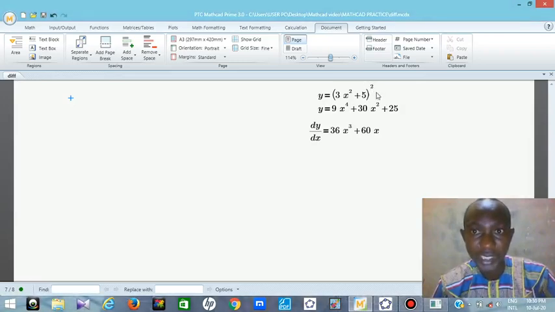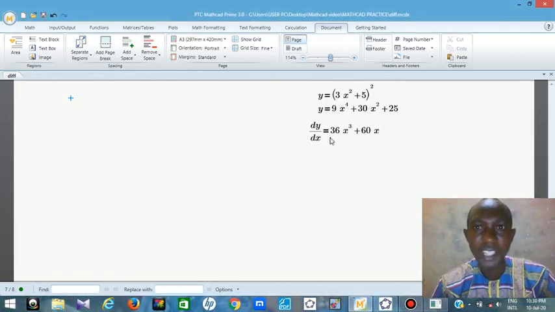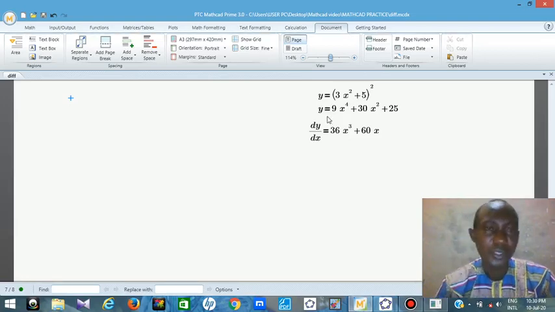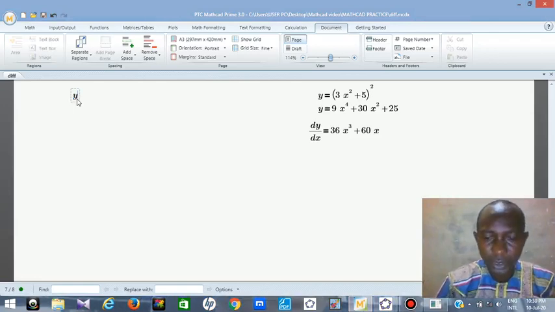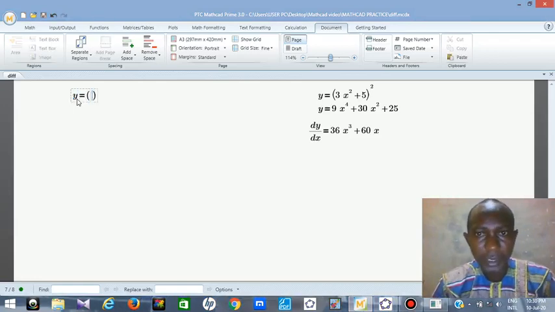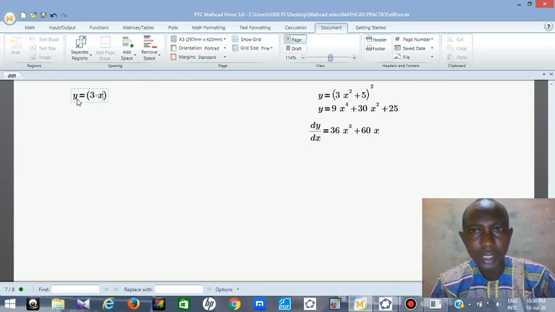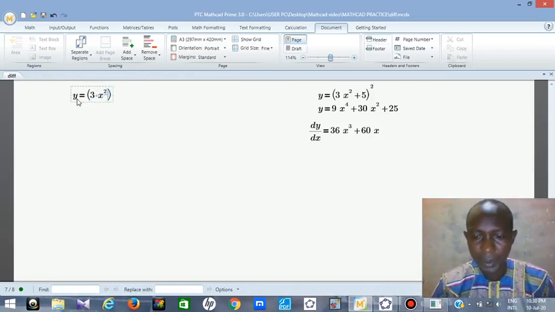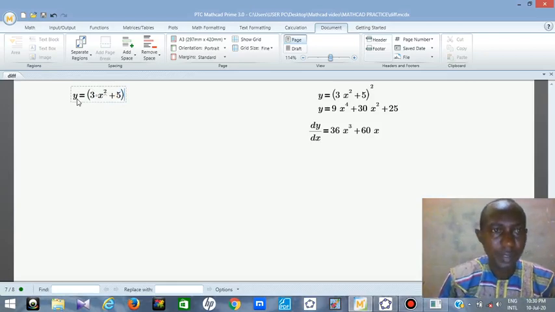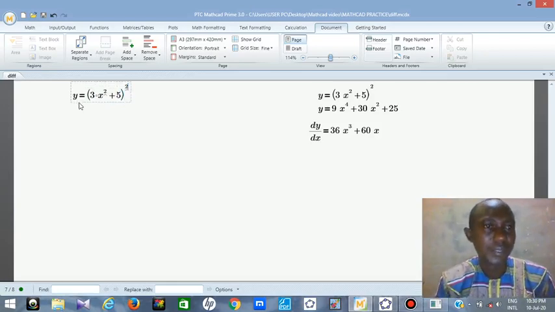If this power is 20 and they tell you to differentiate, before you can expand this bracket to power 20, time will have gone. Before you start differentiating each term, you are going to have so many terms. To avoid that, you use function of a function. So if I want to differentiate this using function of a function, let me write the question out again, which is 3x raised to power 2 plus 5, all raised to power 2.